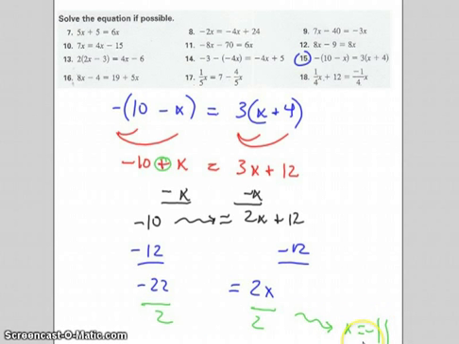negative 11. I can always, like with all of these problems, plug negative 11 in for x on both sides, and I'll find out that it does work. The problem does make sense. So that's the right answer.